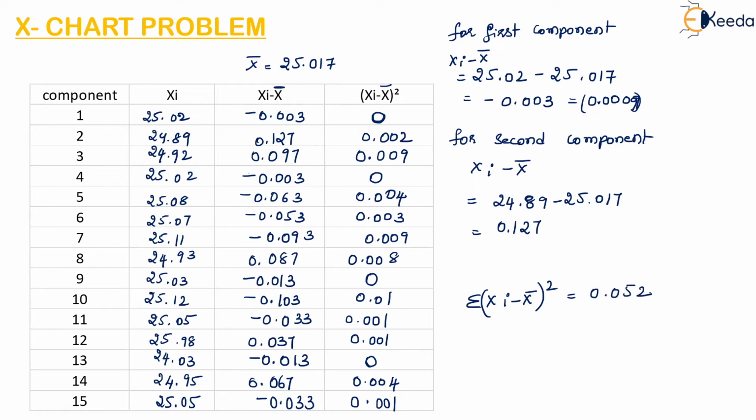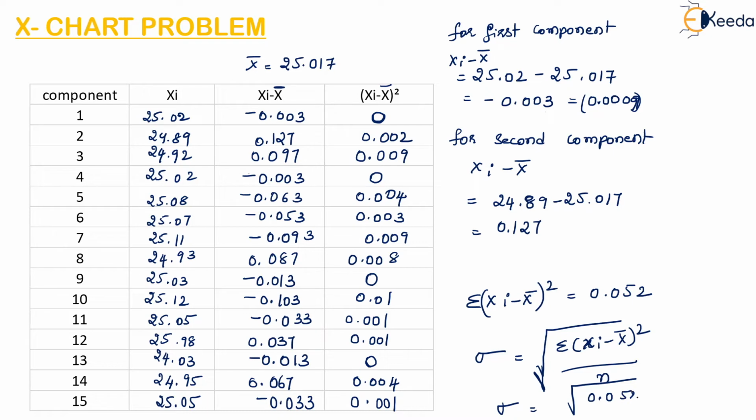0.052. So now sigma is equal to root of summation of xi minus x bar whole square divided by n. So this is the whole summation. So sigma is equals to root of 0.052 divided by 15, which will give us 0.015. So the sigma value is 0.015.